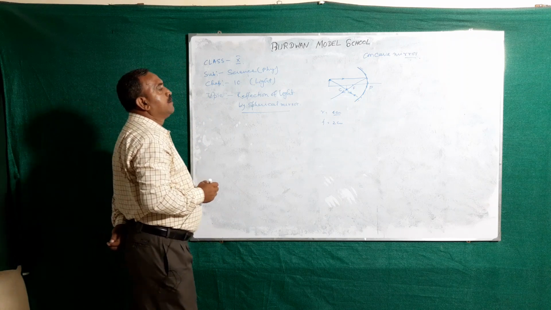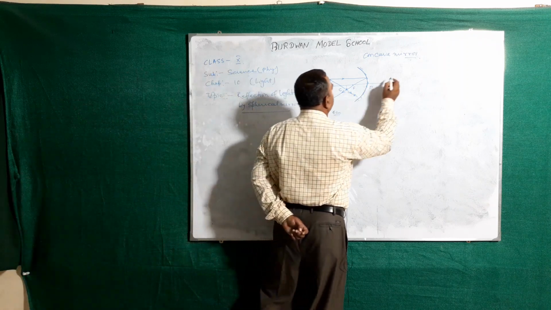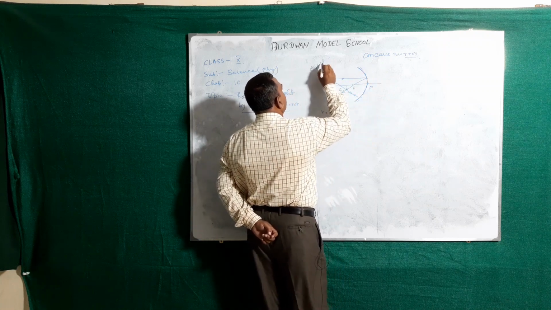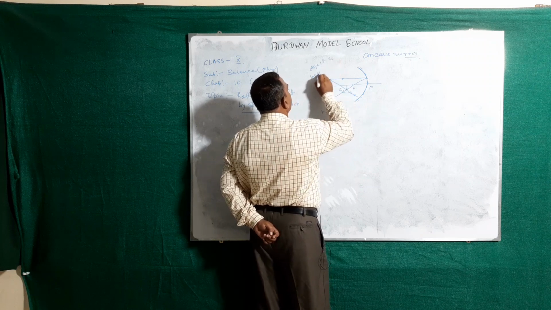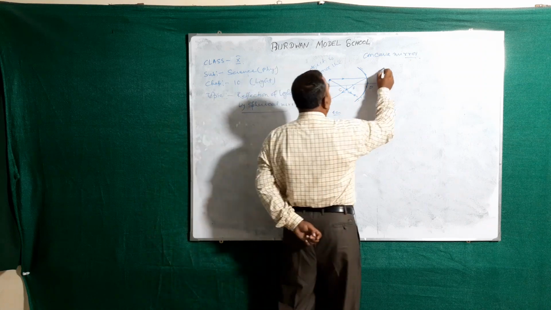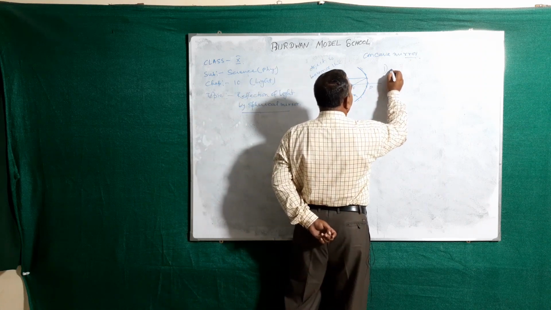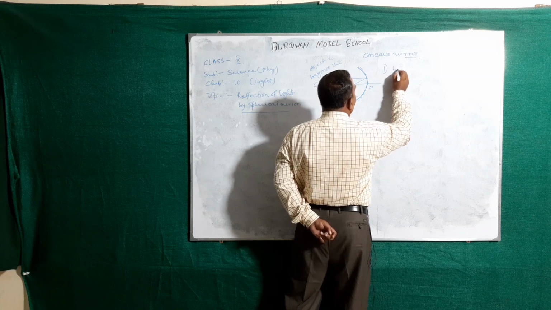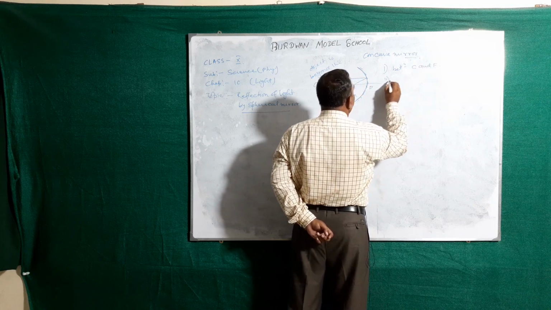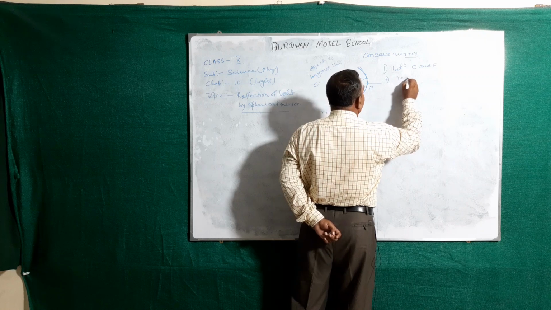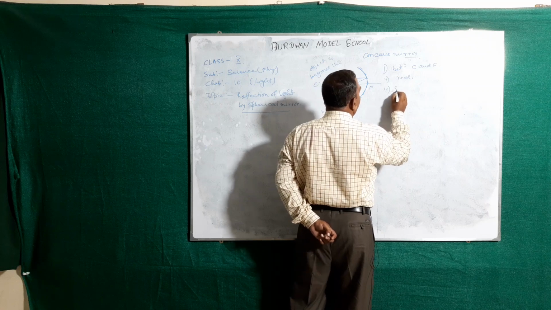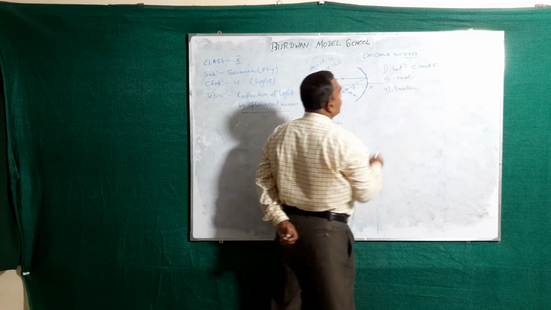Okay? This is the nature of the image. If the object is beyond the C, the image will be formed in between C and F. The nature of the image will be real, inverted. The size of the image will be smaller. Okay?